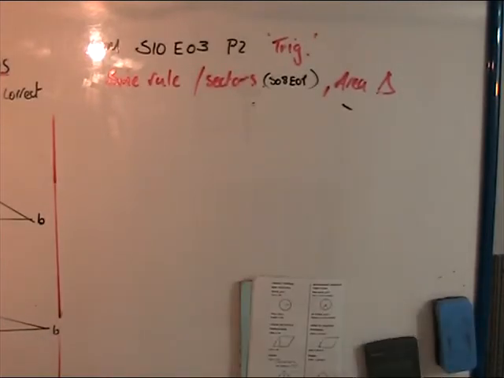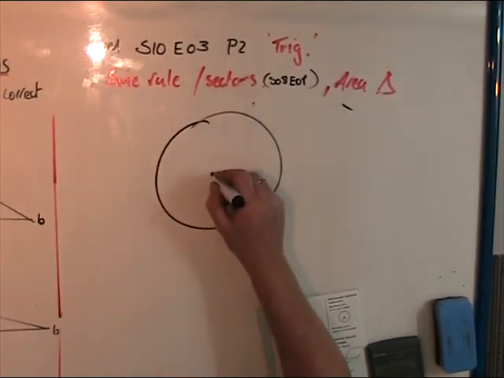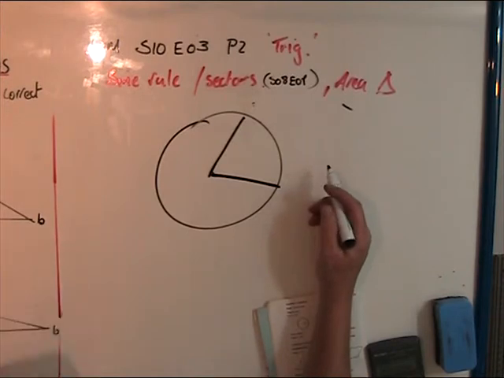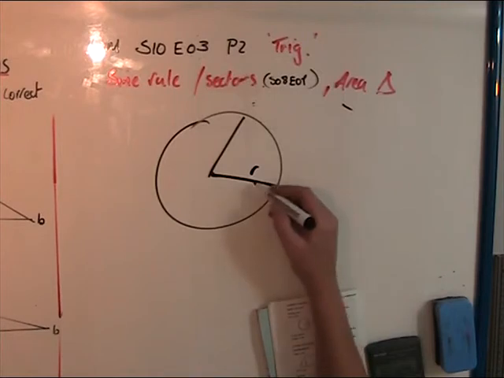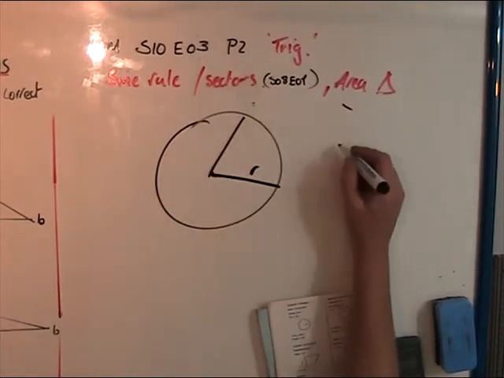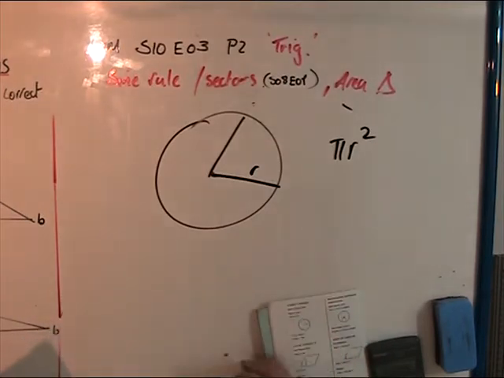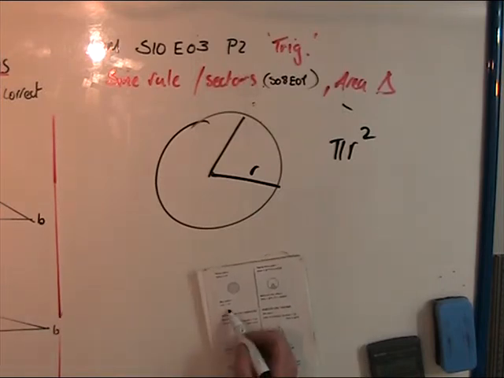So that's the sine rule, and don't forget the area of a circle, just quickly. The area of a circle, you've got a radius there. This is the radius. If I want to find the area of the circle, I know that the area of a circle is pi r squared. Area of a circle, pi r squared, page 7 of the log tables.